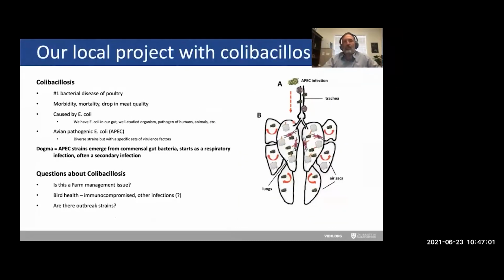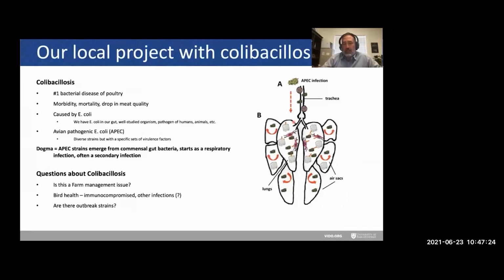So for our project, we're looking at colibacillosis. Colibacillosis is the #1 bacterial disease of poultry, causes morbidity, mortality up to 20% in some flocks, and a drop in meat quality. It's caused by E. coli. Now, E. coli is interesting because we also have E. coli in our gut. It's a well-studied organism. It's a pathogen of humans and animals.